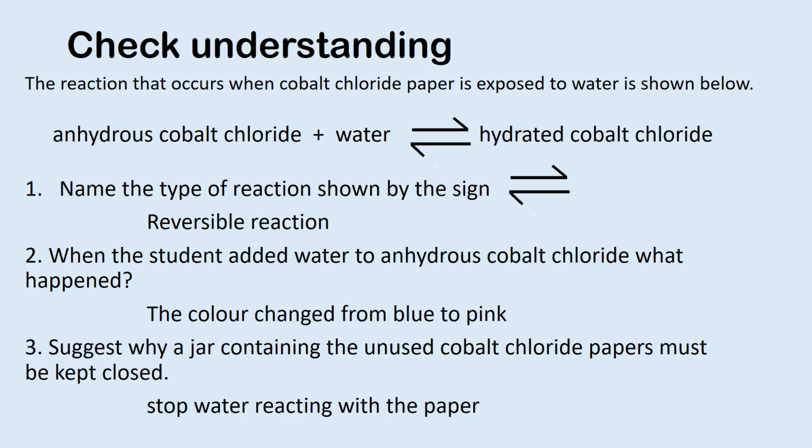Okay, so here's your answer slide. I'm sure you all know that that symbol is the reversible reaction symbol. When you add the water to the anhydrous cobalt chloride, it changed from blue to pink. Are you supposed to know that colour change? Well, it is mentioned in the specification, this particular reaction, so there is a chance that they might ask that. And then suggest, well, you keep your cobalt chloride papers in a sealed jar because that will stop any moisture or any water from the air reacting with your cobalt chloride paper.